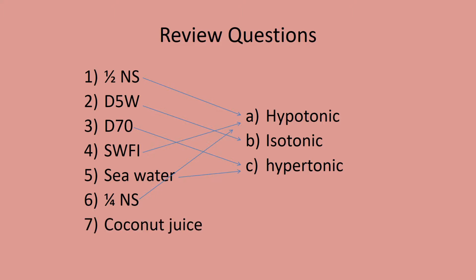And lastly, for fun, coconut juice or coconut water was actually used as emergency IV fluids. So for our purposes, we'll just call it isotonic. Has some salts, sugars, and it is sterile.